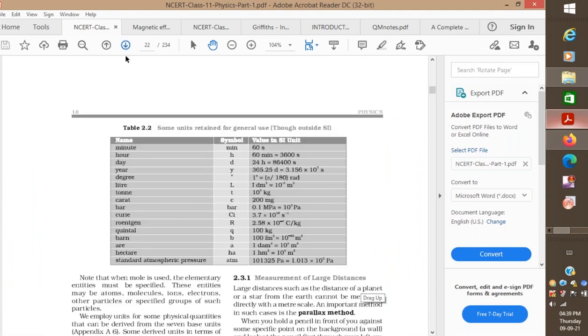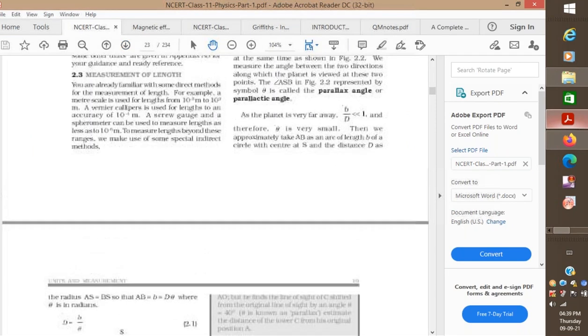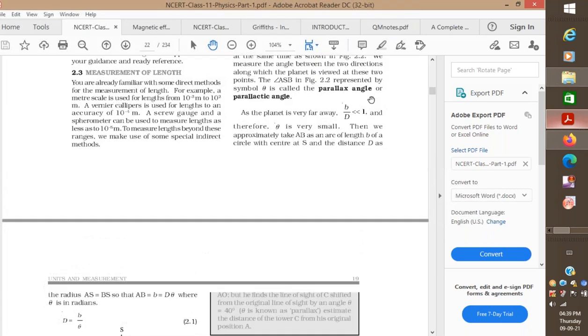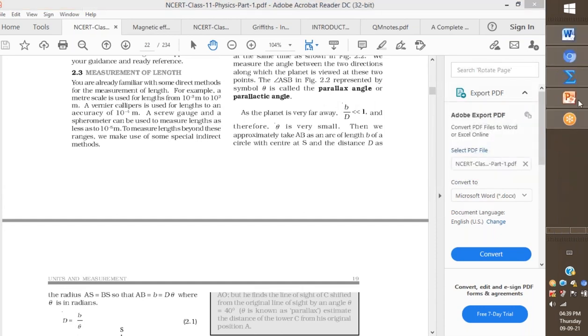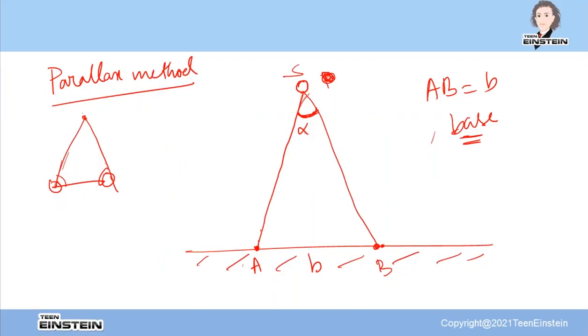So this is called the angle of parallax, or parallax angle. That angle here I'm writing as alpha, but in your book it is given as theta, so maybe we can take the same notation. So I'll write this as theta. This theta is actually the parallactic angle, or angle of parallax.